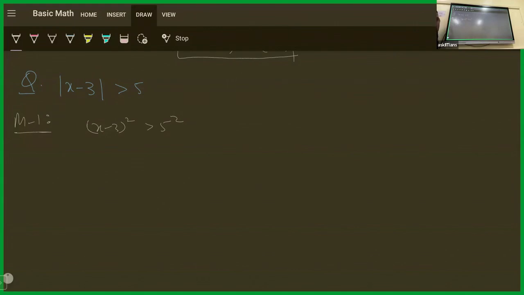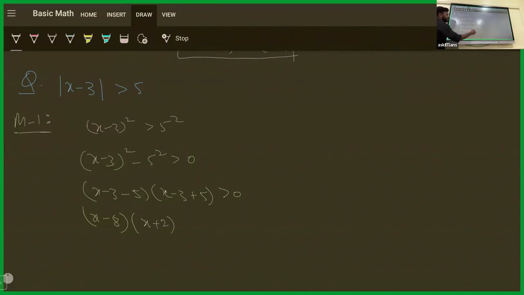So, x minus 3 whole square minus 5 square greater than 0. Don't simplify here. Don't expand it, okay? Bring the whole term to this side and then we can just use the identity a square minus b square equals a minus b into a plus b. So we'll get x minus 8 into x plus 2 greater than 0.